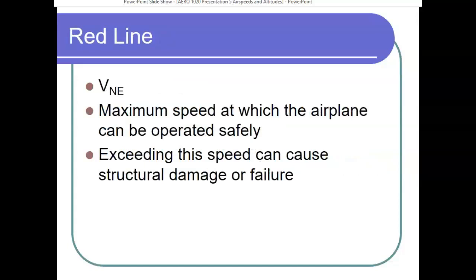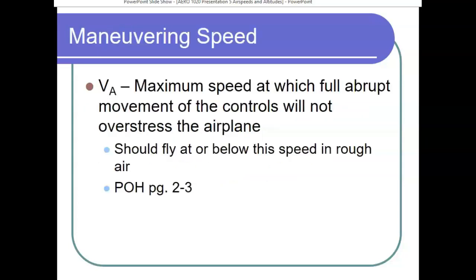Remember that the red line is VNE, and that is the maximum speed that the airplane can be operated safely. Exceeding that speed can cause structural damage or even structural failure of the aircraft. Now, one speed that isn't represented on the airspeed indicator is known as maneuvering speed, or VA. That's the maximum speed at which you can make full and abrupt control movements without stressing the aircraft structure. You want to fly at or below this speed in turbulence.